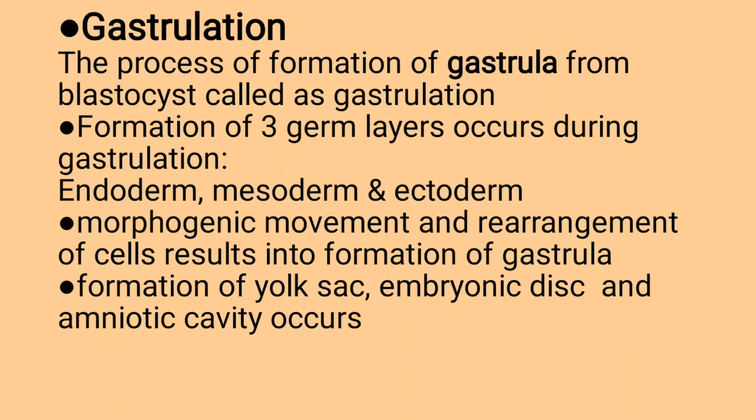Which are these three germ layers? That is endoderm, the innermost germ layer, mesoderm, the middle germ layer, and ectoderm, the outermost germ layer. These three germ layers are formed during the gastrulation phase. Then morphogenetic movements and rearrangement of the cells result in the formation of the gastrula. Gastrulation begins in the embryoblast cells.